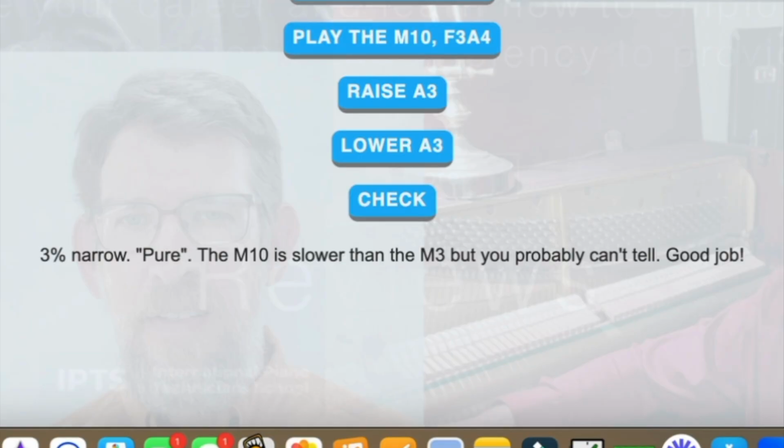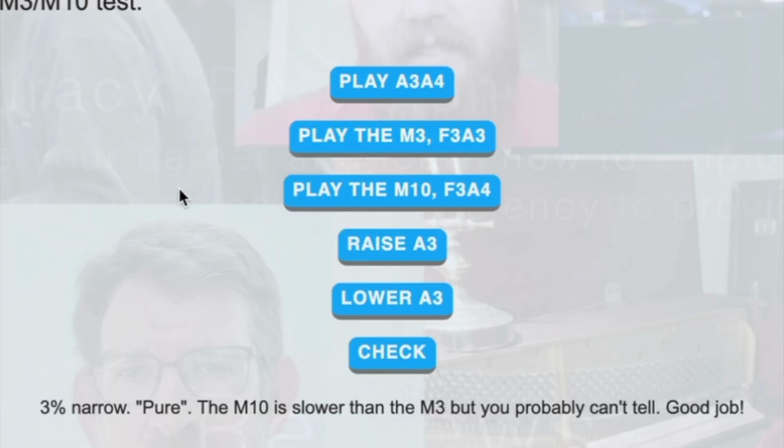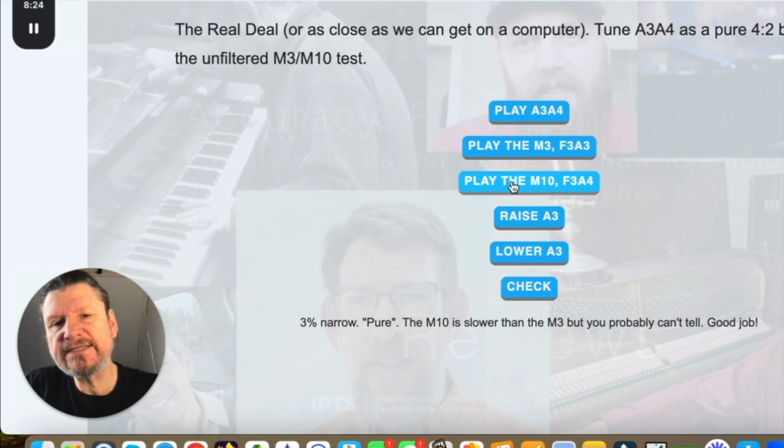So the 10th is 3% slower than the 3rd, but the human ear cannot hear below 3%, so it sounds the same speed to our ear. Yes, and the octave is a pure 4-2.